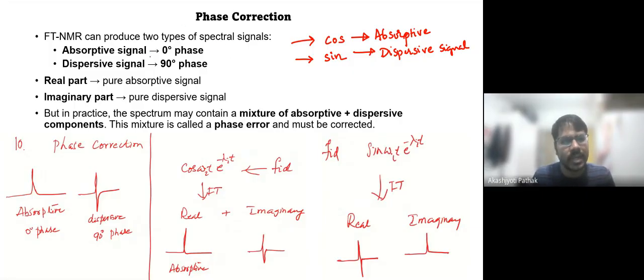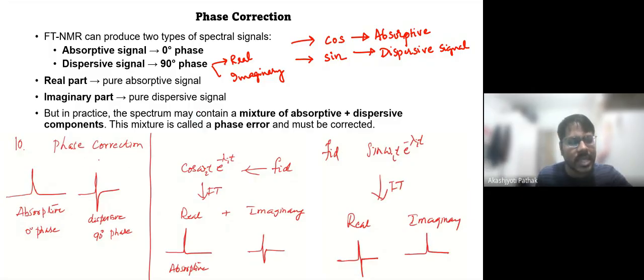One is the absorptive signal, also called the 0 degree phase, and another is the dispersive signal, called the 90-degree phase signal. Each of these signals consists of a real part and an imaginary part. In the case of the absorptive signal, the real part is purely absorptive and the imaginary part is purely dispersive. But in practice, the spectrum may contain a mixture of absorptive and dispersive components. This mixture is called a phase error and must be corrected.